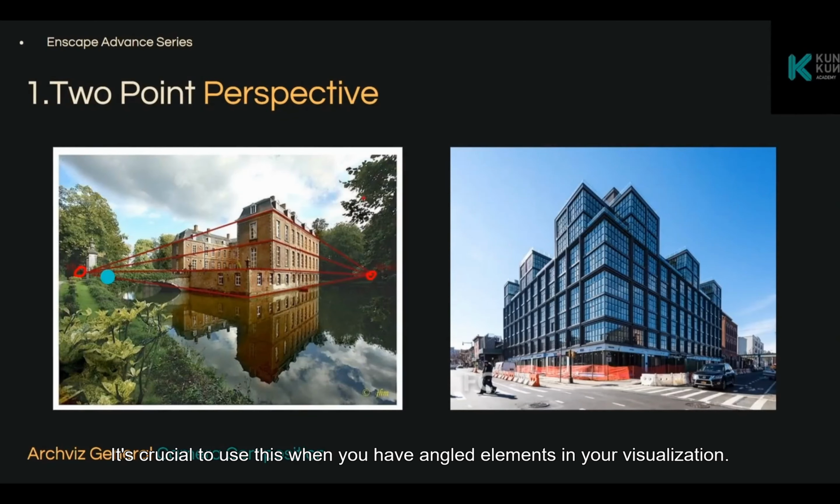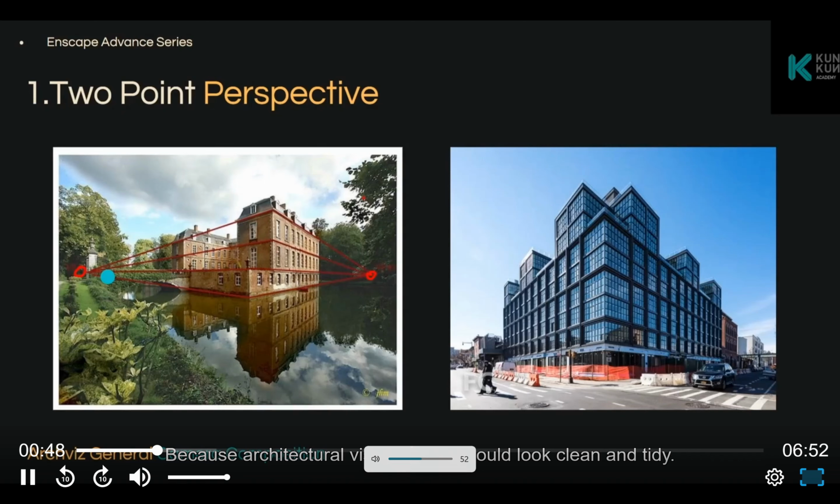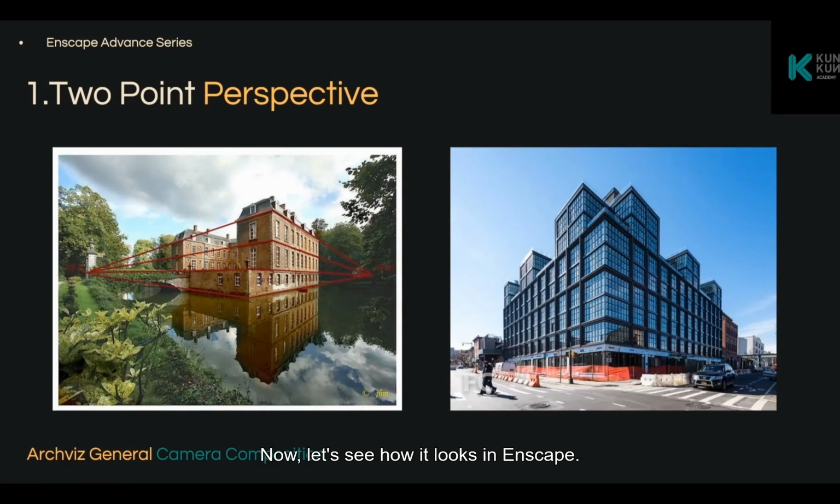It's crucial to use this when you have angled elements in your visualization, because architectural visualization should look clean and tidy. As you can see in the image on the right, it looks good when we use a two-point perspective or two vanishing points. Now, let's see how it looks in Enscape.